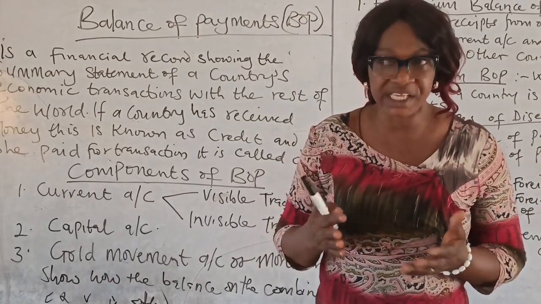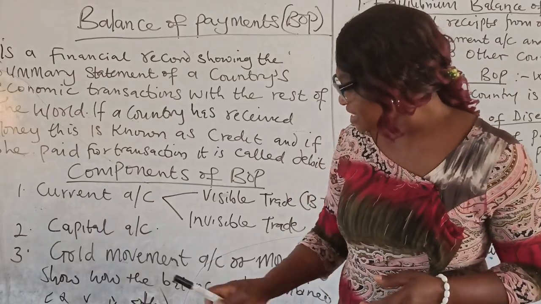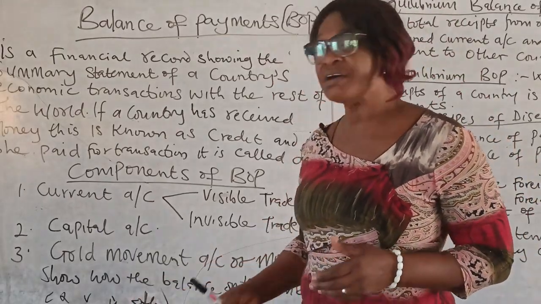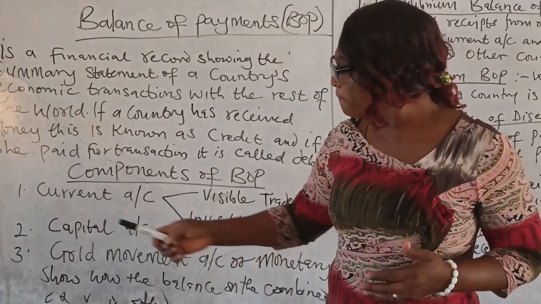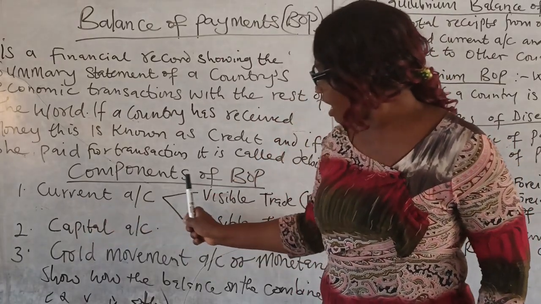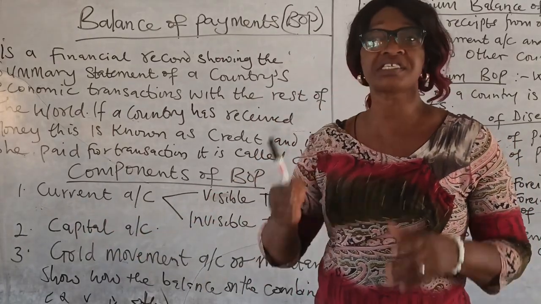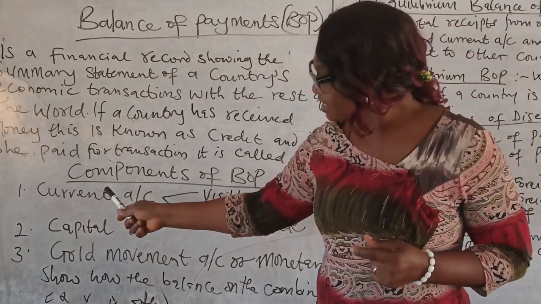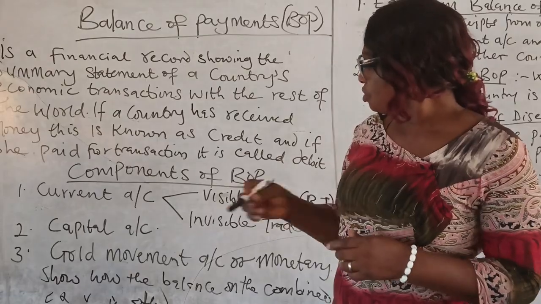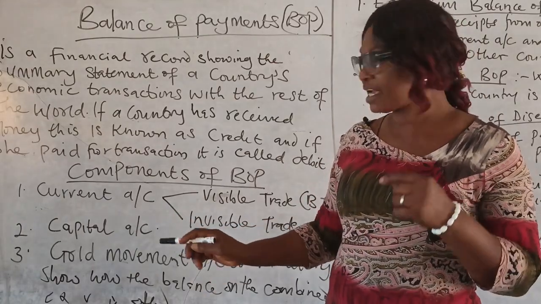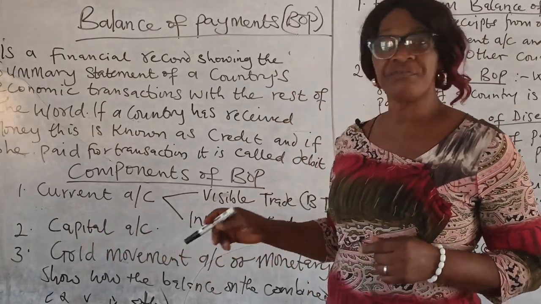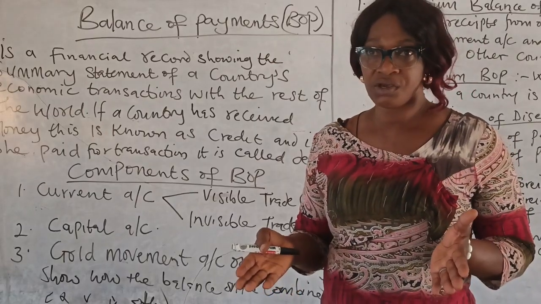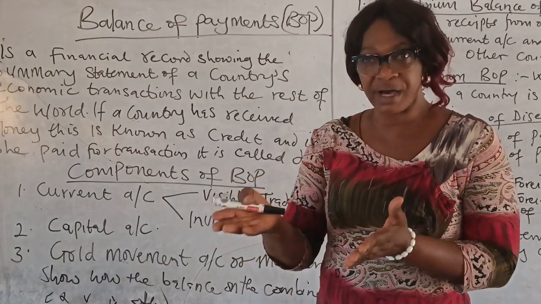What is gold movement account? Gold movement account shows how the balance on the combined current account and capital account is settled. For example, in current account we have 200, while in capital account we have 300. You can see that they are not balanced.